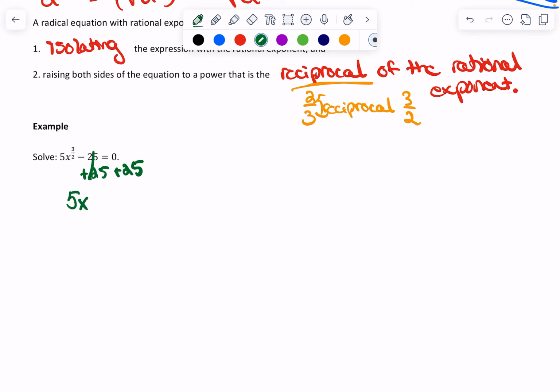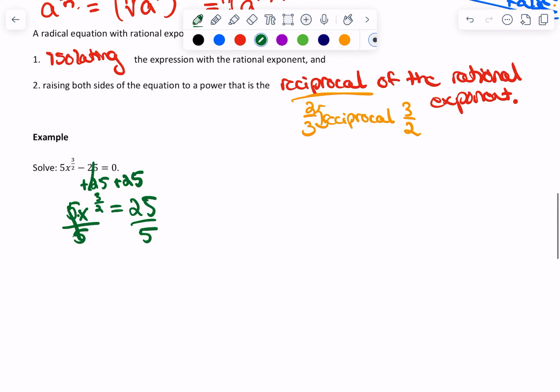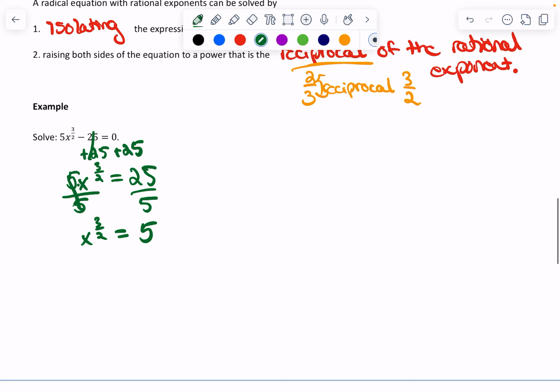So 5x to the power of 3 over 2 equals 25. We have the 5 here, multiplication, so we are dividing by 5. So we end up with x to the power of 3 over 2 equals 25 divided by 5, which is 5.